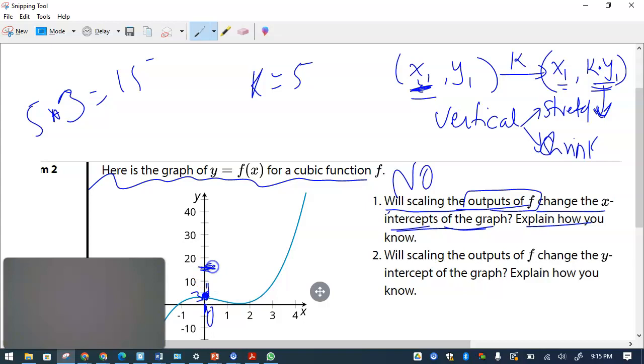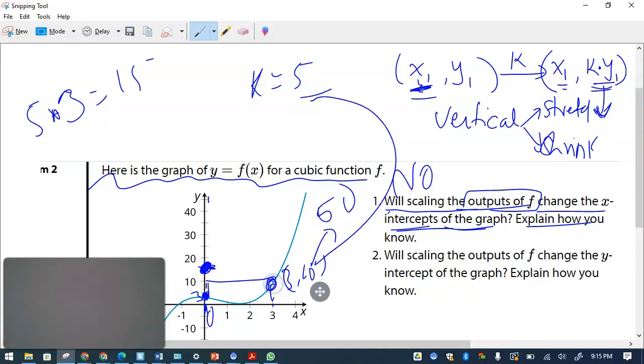Where is 15? This is the 15. This will go up here. Let's see another point. This point is at 3, like a 10, but when you multiply 10 times 5 by the scale factor, you get 50. So that means this point will move somewhere.